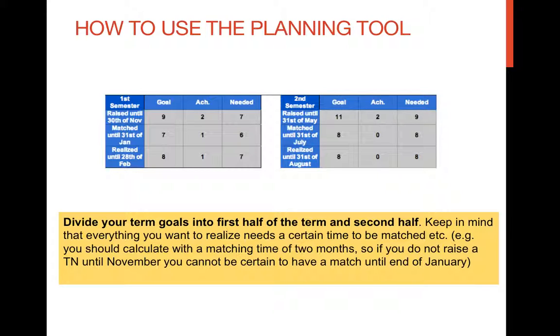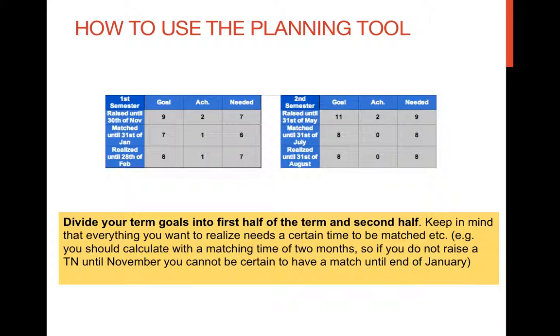So for the next winter semester, they would have to realize 8 TNs by the end of February, meaning they have to match all of them, or maybe, yeah, there's a mistake here, but they have to match all of them by the end of January, because it takes 1 month to deliver a matched TN, as we already saw before. And they have to raise them another 2 months before that. So at the end of November is the latest where you should have raised your TNs if you want to have them realized by the end of the semester.